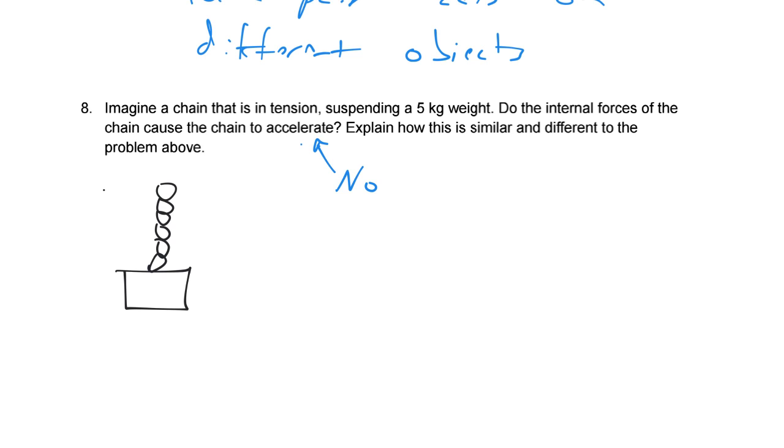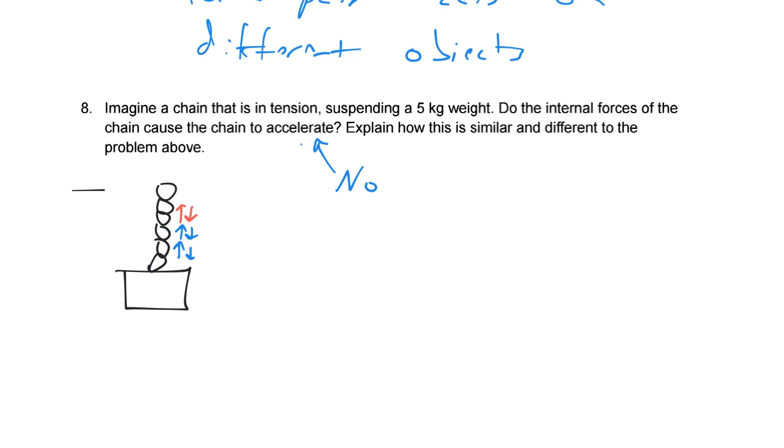Explain how this is similar and different to the problem above. So here we have force pairs, equal and opposite forces. Everywhere where two chains connect, we have equal and opposite forces. All right, but why is this different? It is because we have a whole rope of these equal and opposite forces that all balance the equal and opposite force next to it.